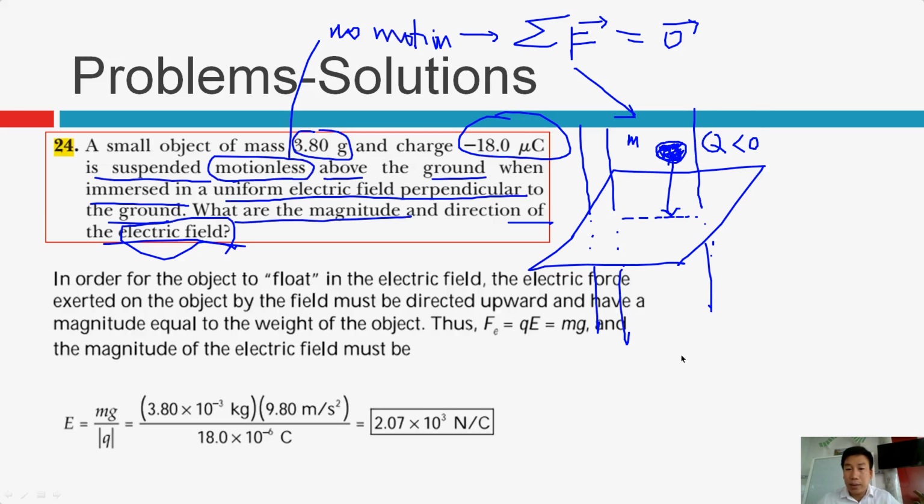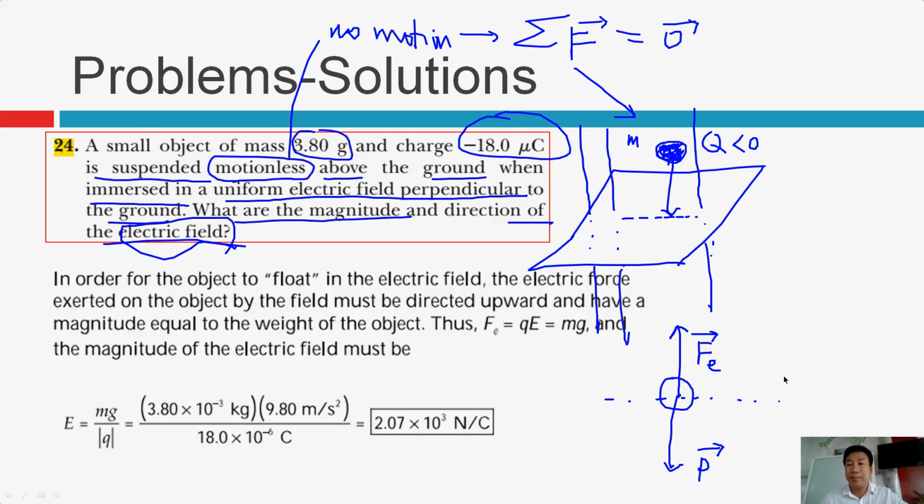Actually, for this mass, I plot it here. Is it okay? We have the gravity force, and how can it be stable? It needs to have another force in the opposite direction, right? So this is the electric force, right? From this figure, can you tell me the direction of E? Can you tell me the direction of the electric field?